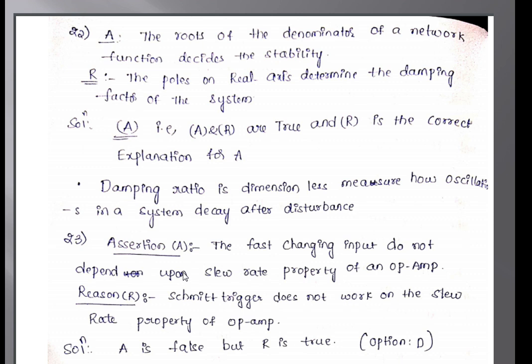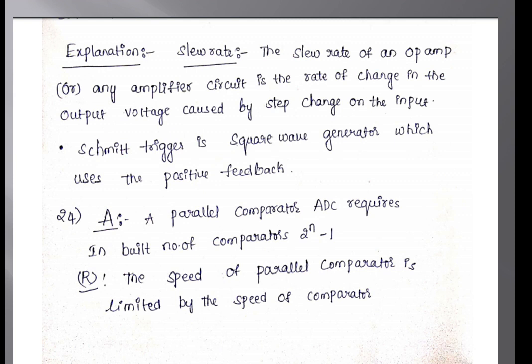Here the slew rate of an op amp or any amplifier circuit is the rate of change of output voltage caused by a step change in the input. That means how fast the output can respond with respect to input or with respect to time. The slew rate gives how fast the output responds with respect to time.